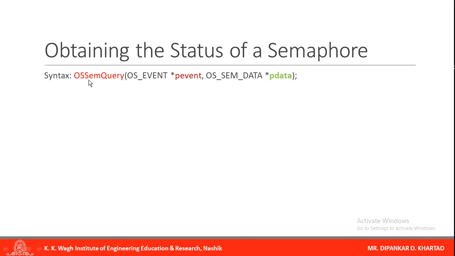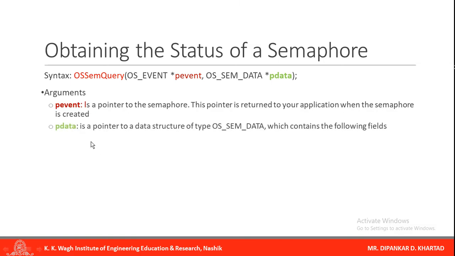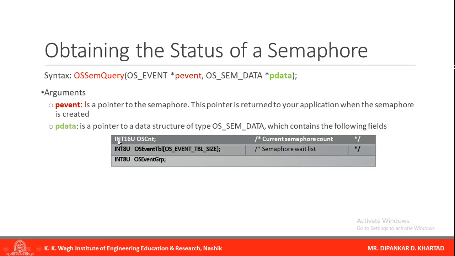The syntax is OSSemQuery, and you have to pass two arguments, that is event, a pointer, and p_data. The arguments are event, which means a pointer to the semaphore, and p_data, a pointer to a data structure of OS_SEM_DATA which contains these fields: OSCnt, OSEventTbl, that is the semaphore waiting list, and OSEventGrp. So p_data is the pointer to this data structure.